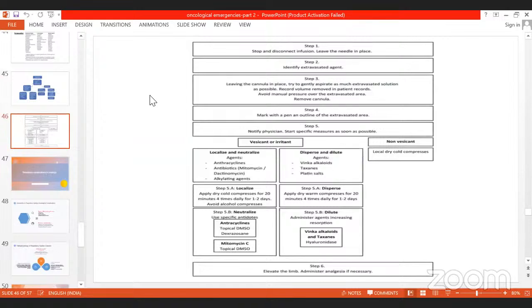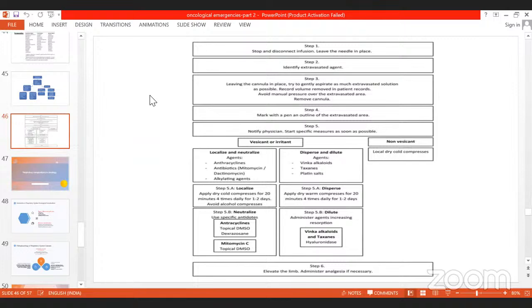Firstly, we stop and disconnect the infusion and leave the needle in place, identify the extravasated agent, and try to aspirate as much of the extravasated solution as possible, and then remove the cannula. And we need to mark the site. And then we have to divide based on our categories, whether it's a vesicant or an irritant, or a non-vesicant.